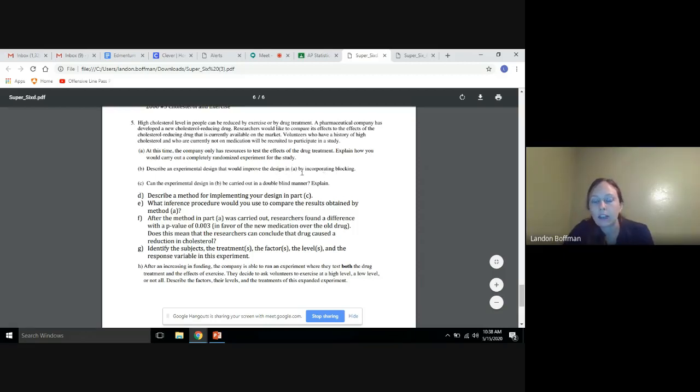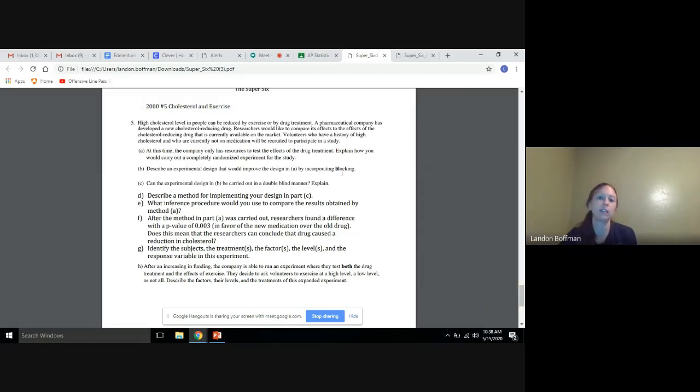I don't think you'd have to go too in depth, just describe a design. So you would just say, okay, we would block or group by, let's say, exercise level, and then randomly assign each treatment within each block. Any questions on that? Just keep in mind you block based on something that's going to affect your results. You do not block on something random.